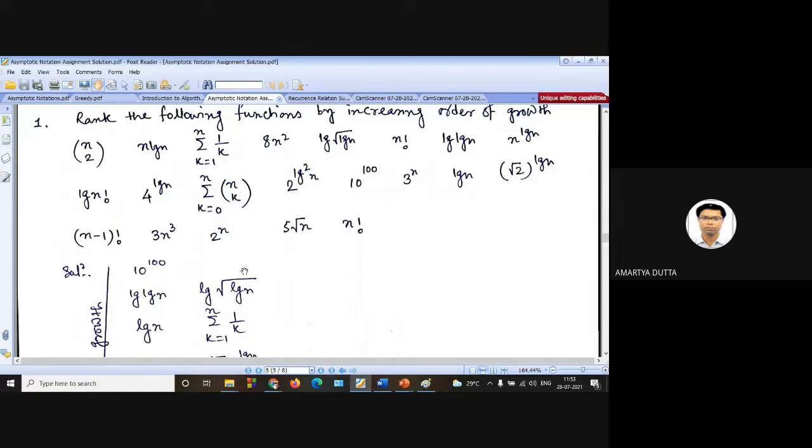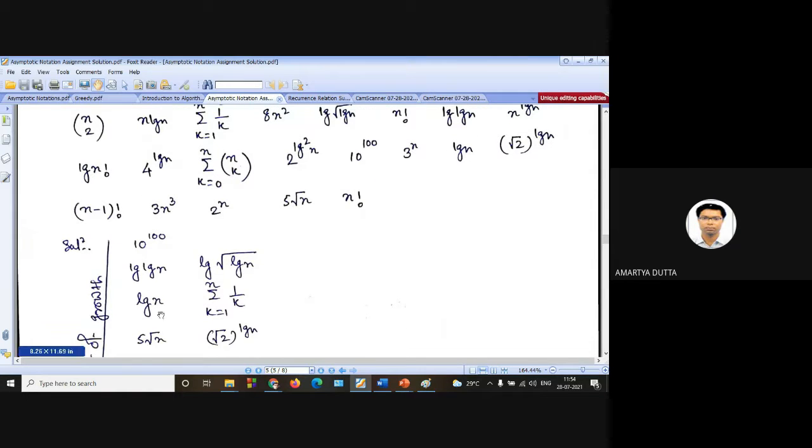Next one is log n. So log n and log root log n both have the same time complexity. These two functions have the same complexity. Can you justify why? This log root log n, we can write as log n to the power half. Both are order of log n. That's why these two have the same growth function.